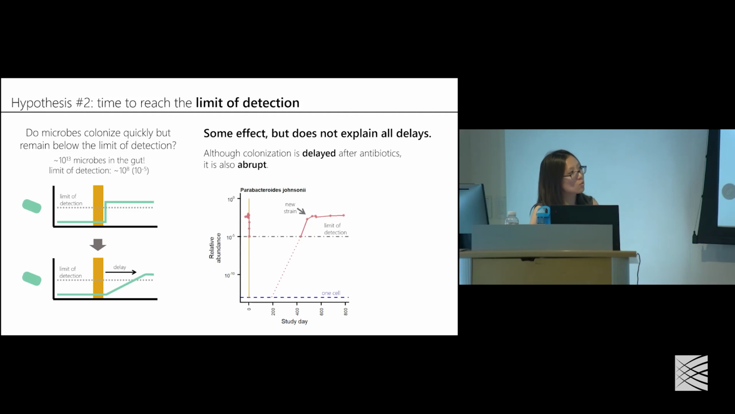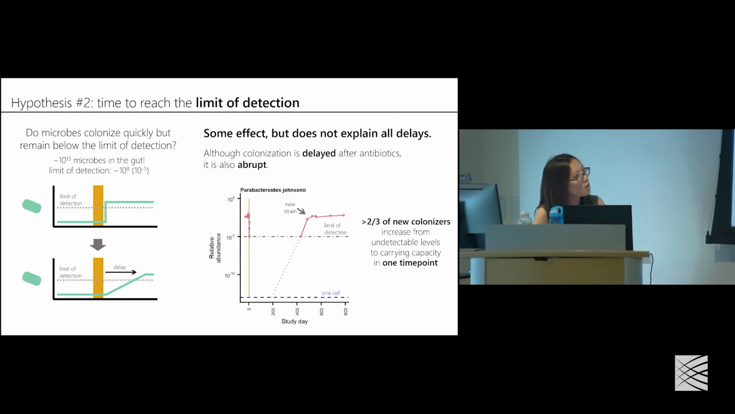I'm showing you just one example here for the sake of time, but actually most of the new colonizers that we saw showed these really abrupt dynamics of colonization, where they increased from undetectable levels to carrying capacity in just a single time point. We think that this argues also against the previous explanation that there's just very low niche availability. The rapid growth does indicate that there's probably a lot of niche availability, but there are still some other sources of delays.